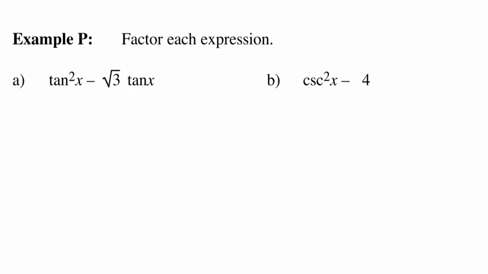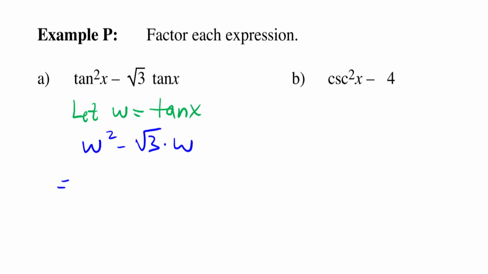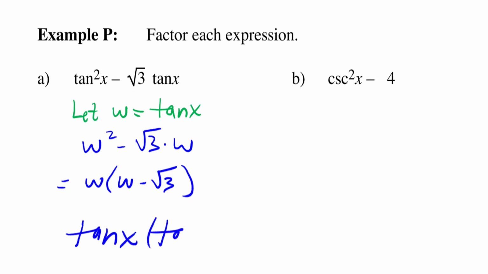So let's practice this. Here we have tangent squared x minus radical 3 tangent x, and we're going to let w equal tangent x. So the expression becomes w squared minus square root of 3 times w. And from algebra we can see that we factor out a w, and we're left with w minus square root of 3. We can then replace the w back with tangent x. So the expression becomes tangent x times tangent x minus radical 3.